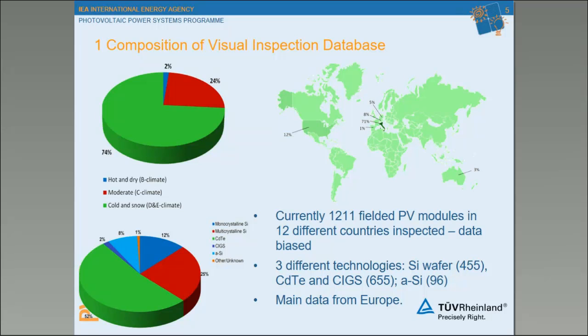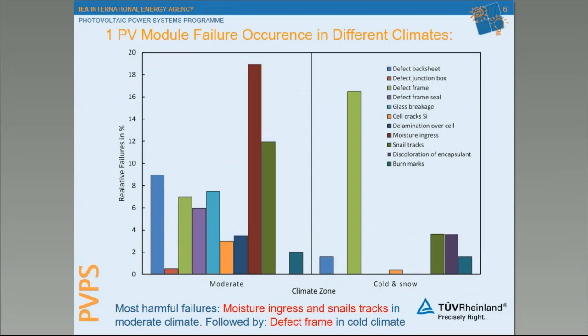For the module technologies, there are silicon wafer-based modules on the one hand, but also to a very high degree cadmium telluride and CIGS modules, as well as amorphous modules. And as you can see, this is not representative of the modules which are installed in the field at the moment, but these are the data we were able to collect with respect to the failure issues. And this is already one of the first results with respect to the climate zone. On the y-axis, you see the relative failure in percent.